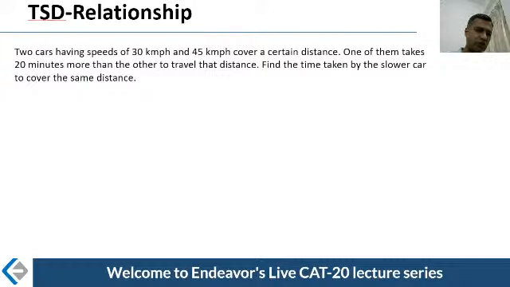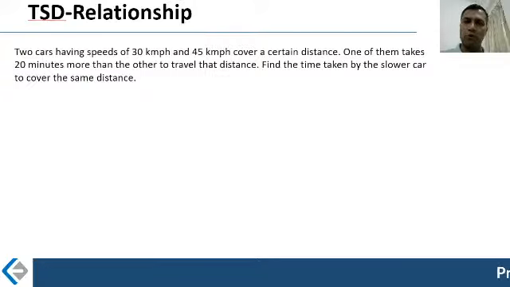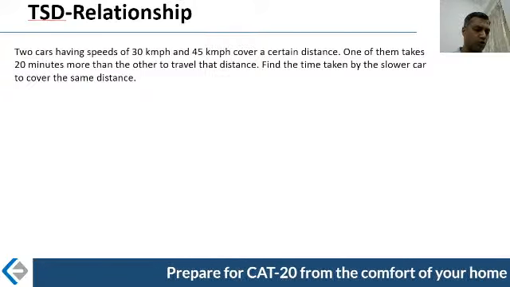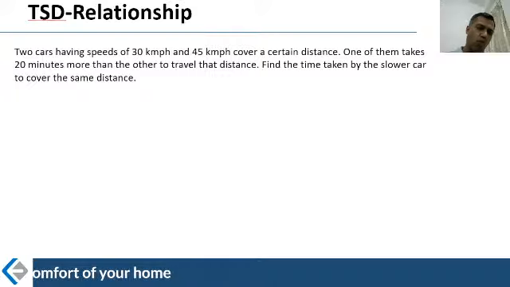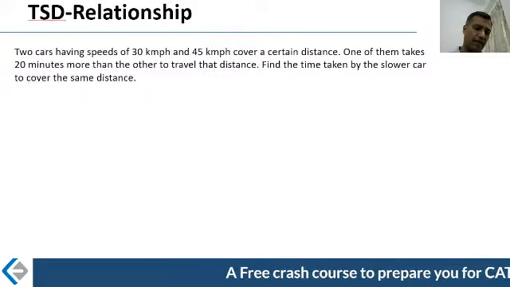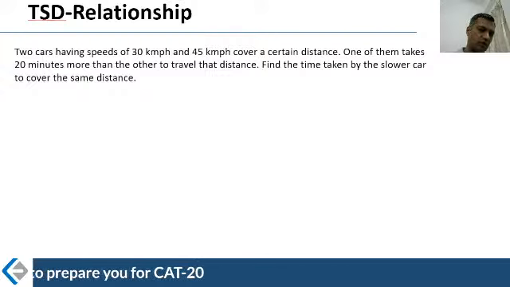Let's take a look at the very first question. It may be a very simple, class 7 kind of example, but we just look at the way we approach it. Two cars having speeds of 30 kilometers per hour and 45 kilometers per hour cover a certain distance. One of them takes 20 minutes more than the other. Of course, the slower car has to take 20 minutes more than the other to travel the same distance. Find the time taken by the slower car to cover the same distance.